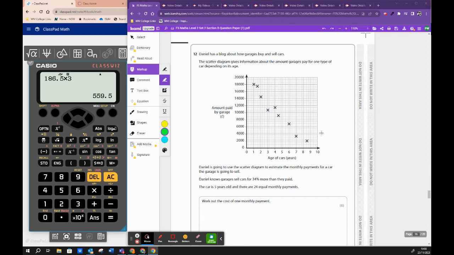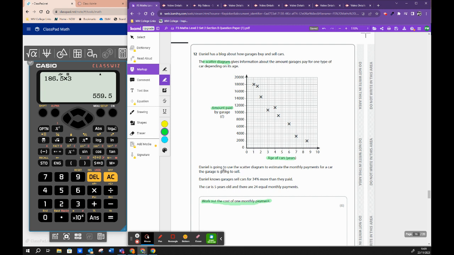Okay, question 12. What are we asked to do? Work out the cost of one monthly payment. Okay, so Daniel Peter has a blog about how garages buy and sell cars. The scatter diagram gives information about the amount garages pay for one type of car. So the amount paid is here, based on the age.